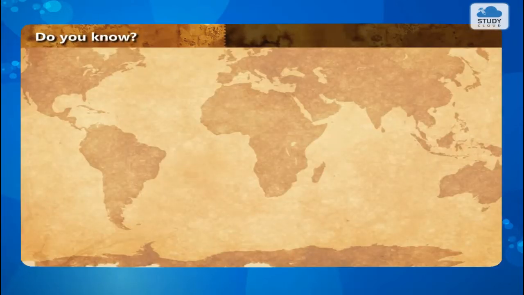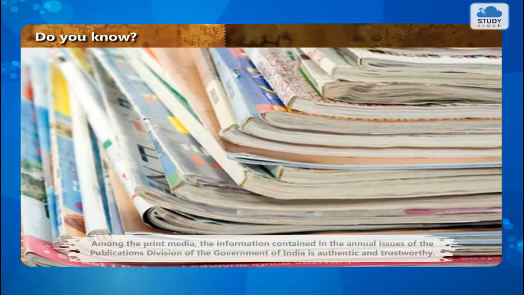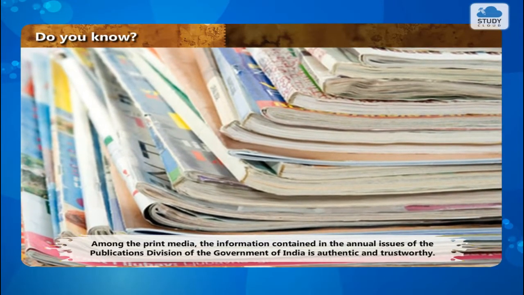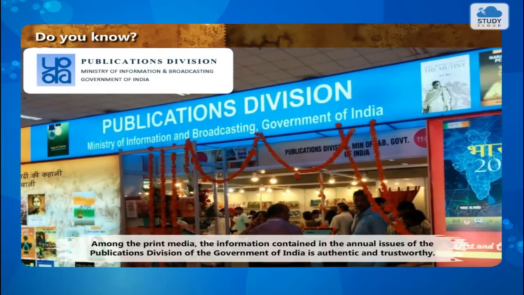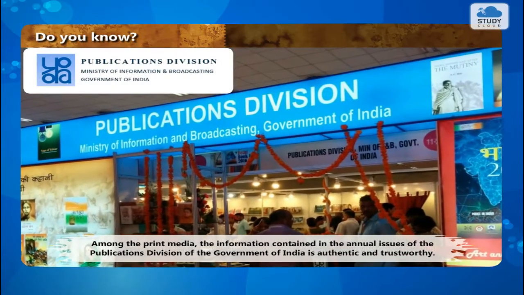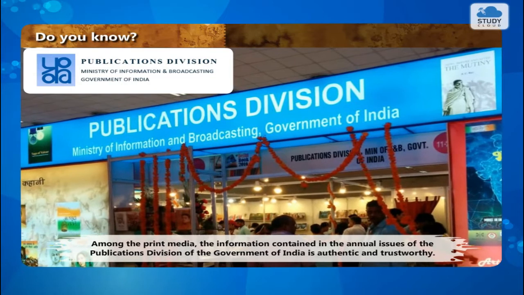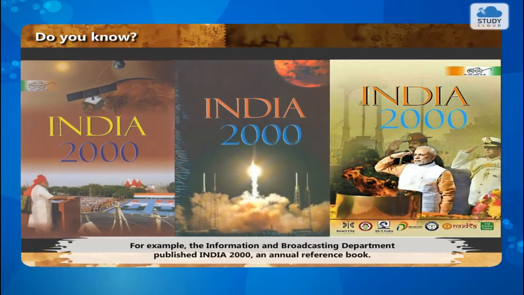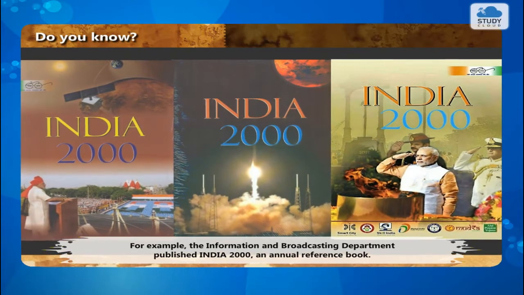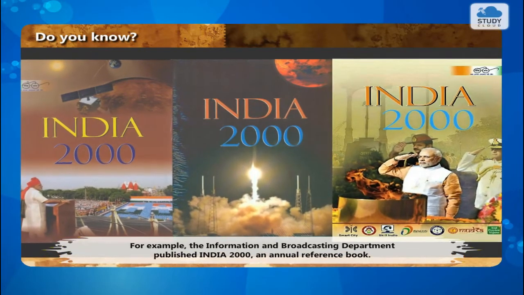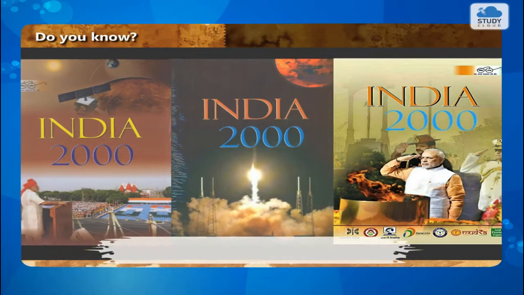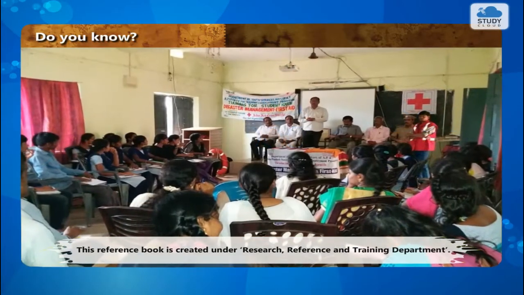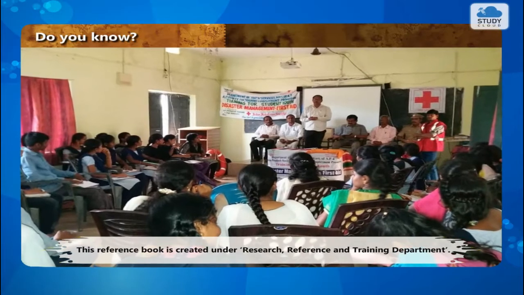Do you know? Among the print media, the information contained in the annual issues of the Publications Division of the Government of India is authentic and trustworthy. For example, the Information and Broadcasting Department published India 2000, an annual reference book. This reference book is created under Research, Reference and Training Department.